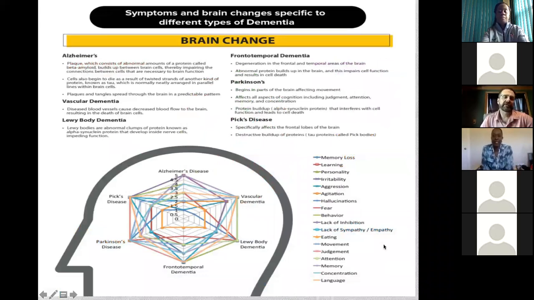So brain changes. One of the things that I like about this slide is it looks very complex, and it kind of compares Alzheimer's from frontal to Parkinson's, Pick's disease, Lewy body dementia, vascular dementia.